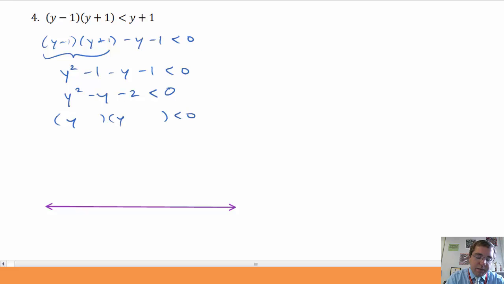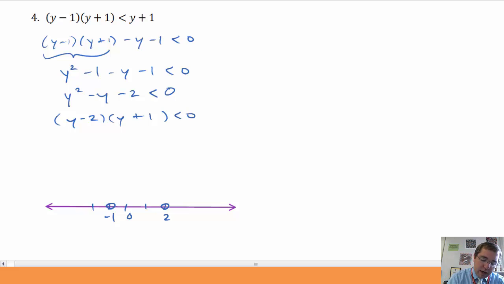Y, negative 2, positive 1. Y minus 2 times y plus 1. So I'm going to look at what happens at negative 1 and at 2. Or we're going to plot those and look what happens around them.